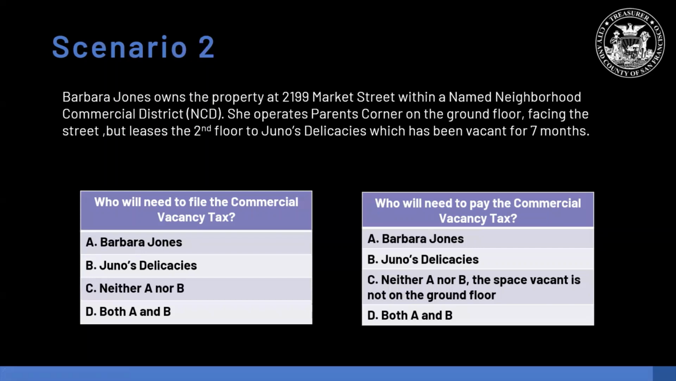Scenario 2. Barbara Jones owns the property at 2199 Market Street within a named neighborhood commercial district. She operates Parents Corner on the ground floor facing the street, but leases the second floor to Juno's Delicacies, which has been vacant for 7 months. Who will need to file the commercial vacancy tax? Barbara Jones, Juno's Delicacies, neither, or both?